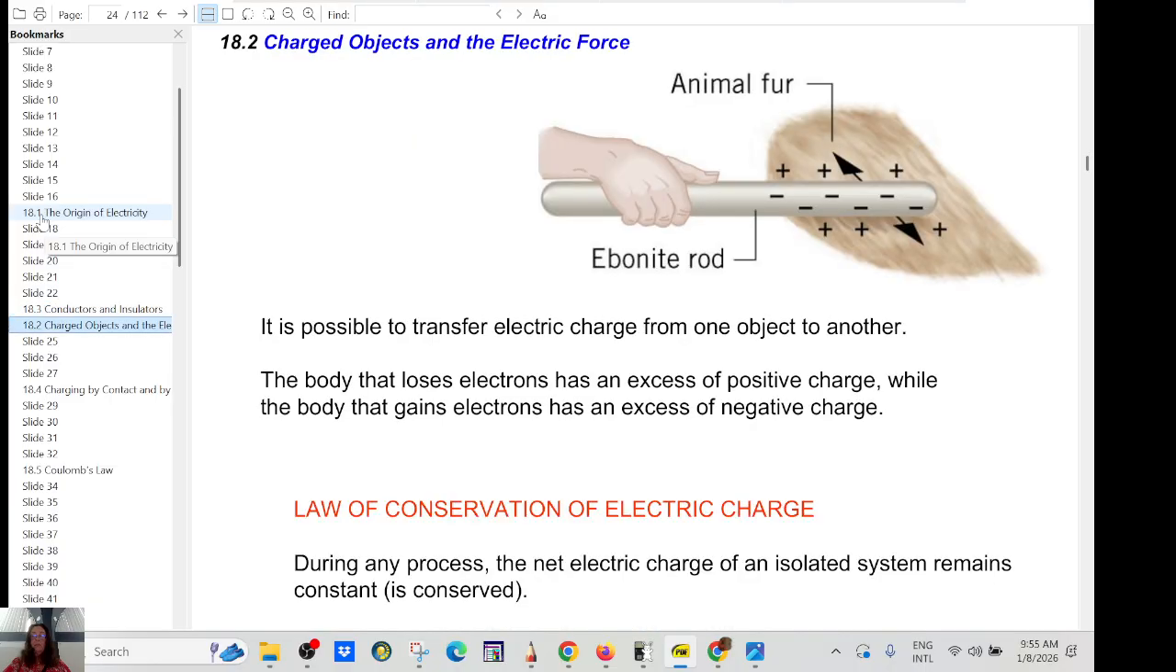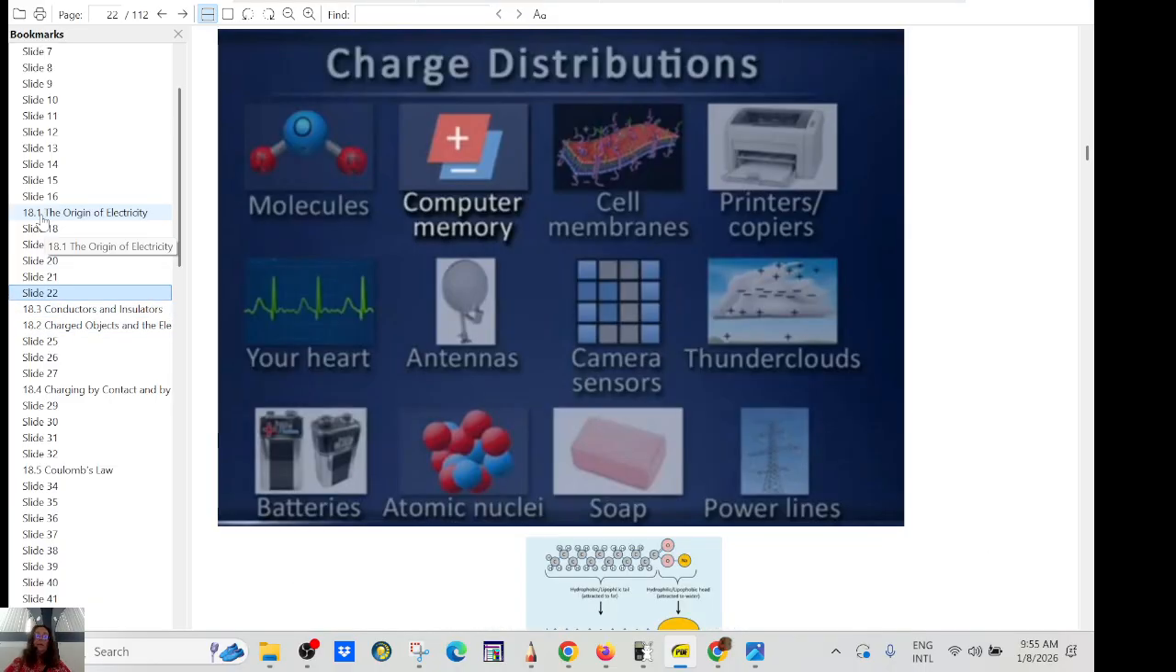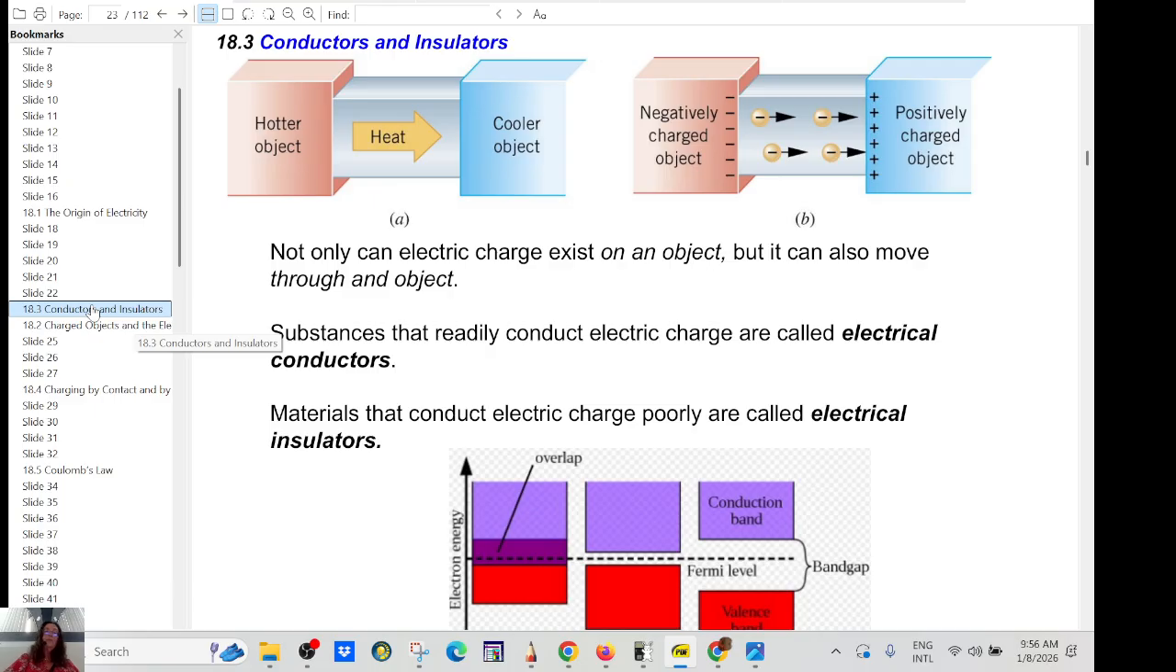Okay, what else? This you already know: protons inside the nucleus, the soap, we already talked about that. And power lines also pick up a lot of static electricity, which can be an issue with the corona discharge because the charges tend to build up. So anyway, that's for the motivation.